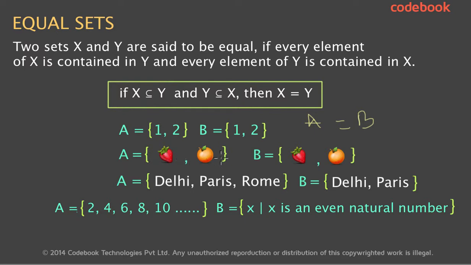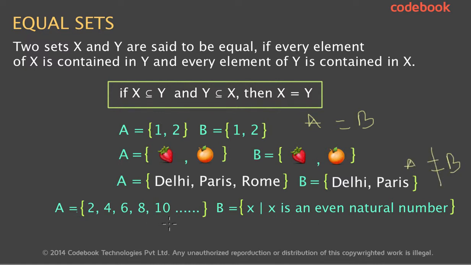Similarly, A is {strawberry, orange} and B is also {strawberry, orange}. So these two are equal sets. Over here we have {Delhi, Paris, Rome} as set A and {Delhi, Paris} as set B. Here these are not equal sets because A has Rome and B doesn't have Rome. So B is a subset of A, but A is not a subset of B. So these two sets are not equal to each other.